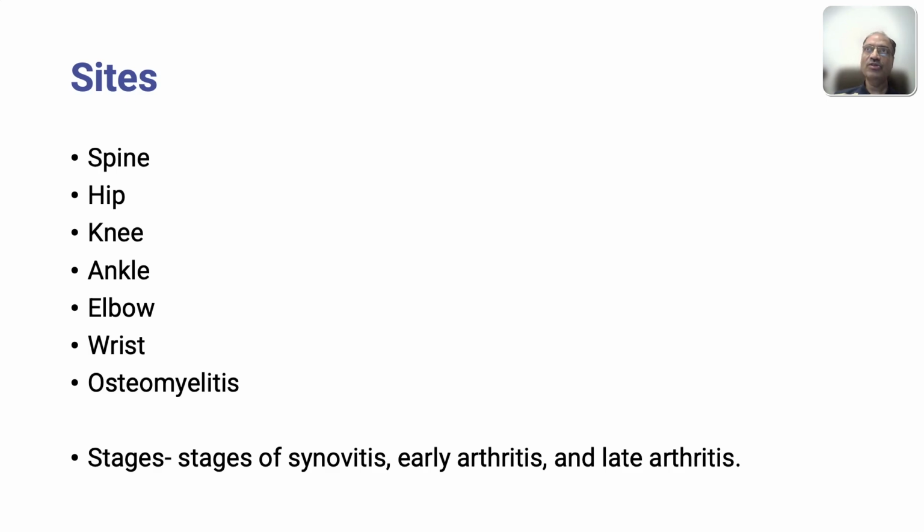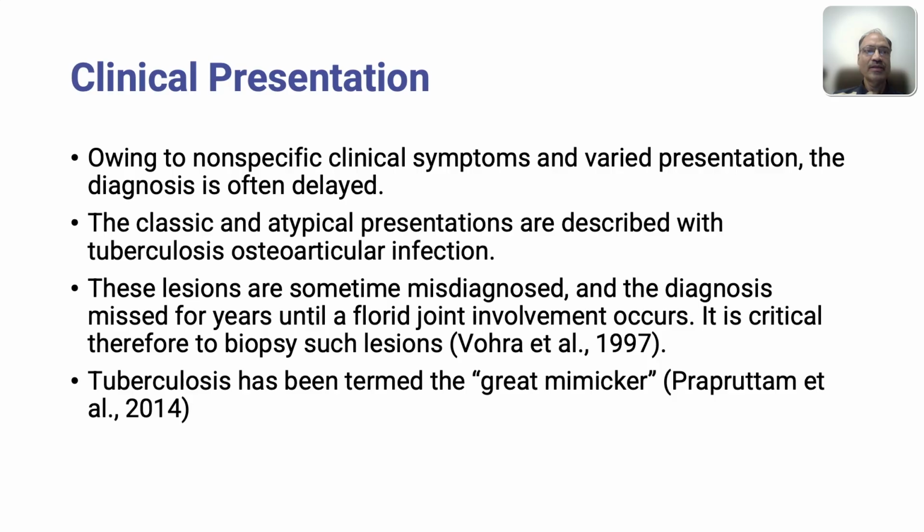The next slide, please. The commonest site is the spine, followed by the hip, knee, ankle, elbow. It's also not uncommon to see infection of the bone. However, in the joint, it follows the specific stages of synovitis, early arthritis, and late arthritis. Next. Because it is a chronic infection, the presentation and classical symptoms would be highly varied. Because of the low-grade infection, it's easily missed by the physician and orthopedic surgeon. The classic and atypical presentations are also common, and tuberculosis is a great mimicker of anything.